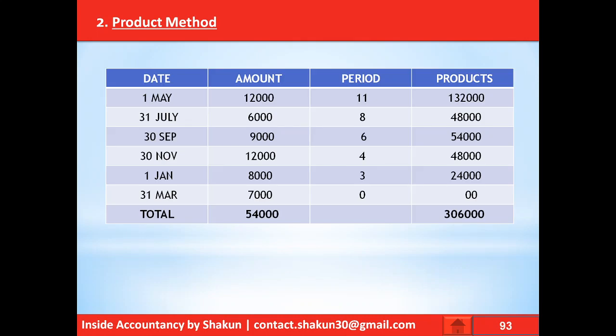Now in the product method, the first 3 columns remain the same. The date was given in the question, the amount was given in the question. Period means that from the date of drawings till the end of accounting year, the period that comes in between is mentioned here. Product means you multiply the amount with the period. So 12,000 into 11, that is 1,32,000. 6,000 into 8, 48,000 and so on. So first calculate the period, then multiply the amount with the period in order to get the product. Then add all the products.